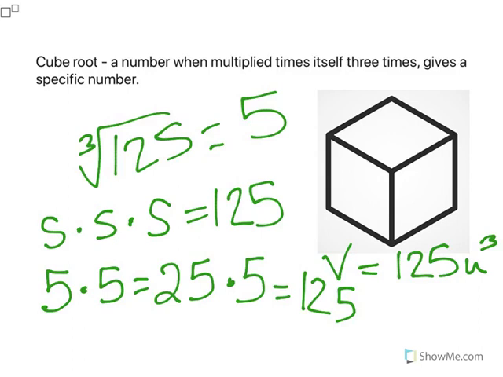Notice I don't have anything next to the 5. The answer is 5 by itself. It is the side length. You don't put a 3 next to it with an exponent. You don't put a 2 exponent. You just have the number 5. That is the value of your cube root.